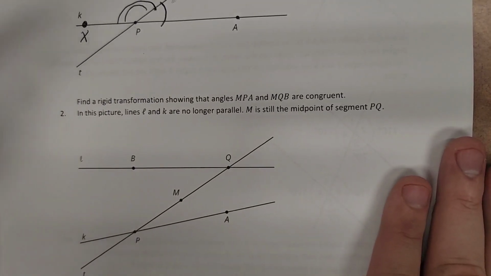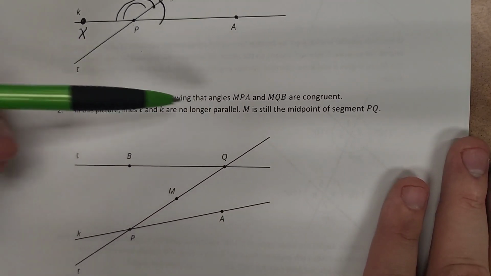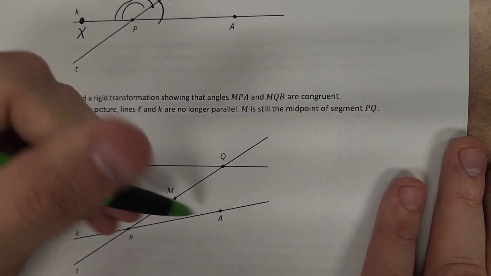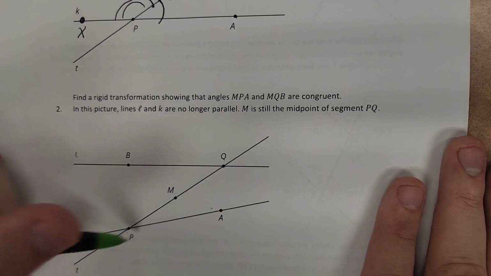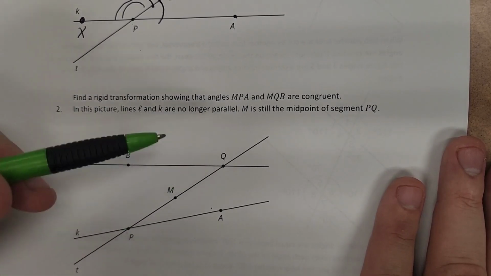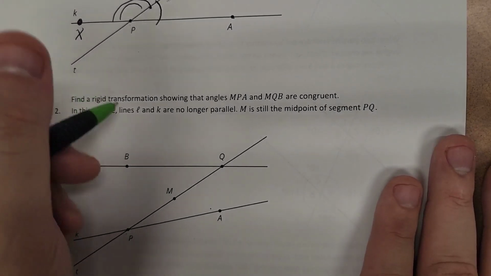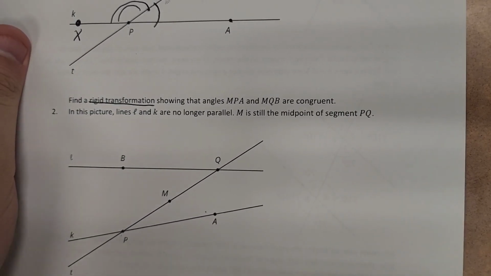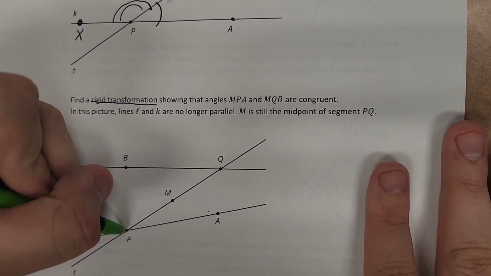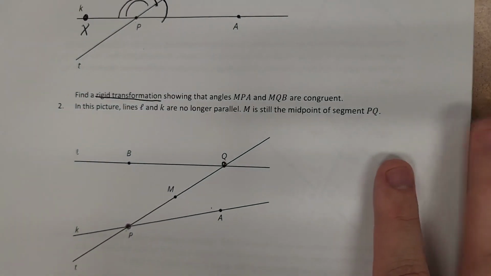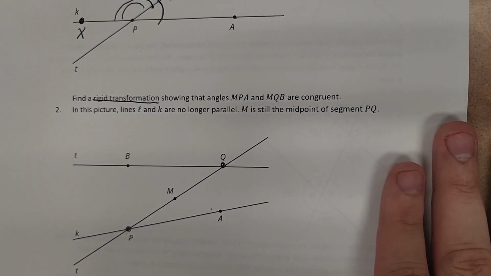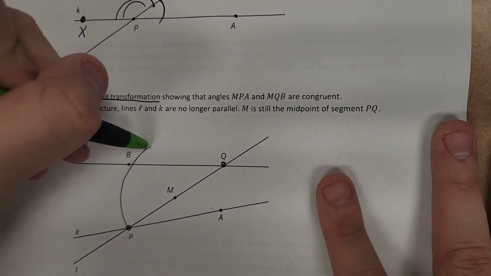Now, question number 2. Find a rigid transformation showing that angles MPA and MQB are congruent. So what rigid transformation could I do? What I want you to do is pause the video and talk with your partner. Great. So you should have talked about how I am going to get this P to this Q, and the only rigid transformation is a rotation. So I'm going to rotate it.